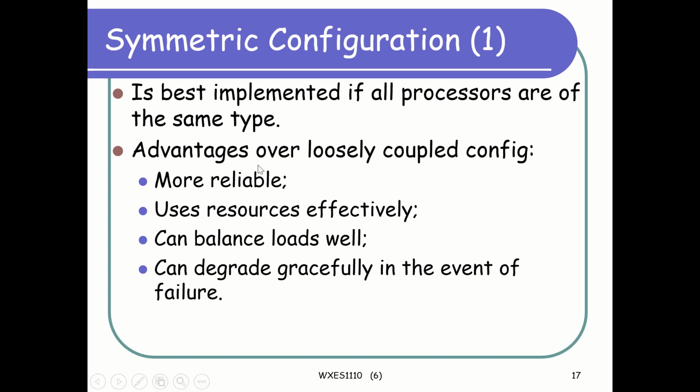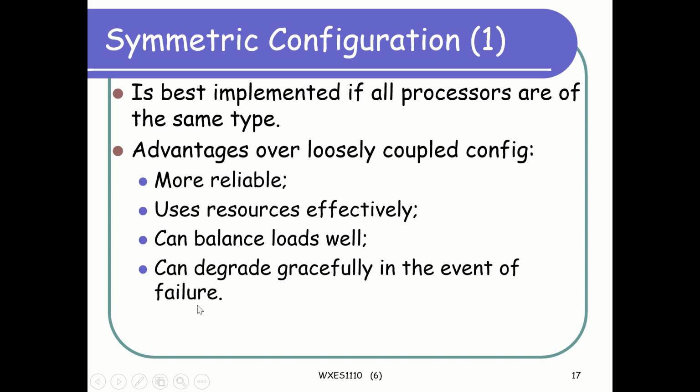It's more reliable because all have the same processors, OS and everything. It uses resources effectively, because you use the same system for all, and can balance loads well. In a loosely coupled system, because each processor has its own different resources and memory, it will create some delays to balance the load. And it can degrade gracefully in the event of failure.